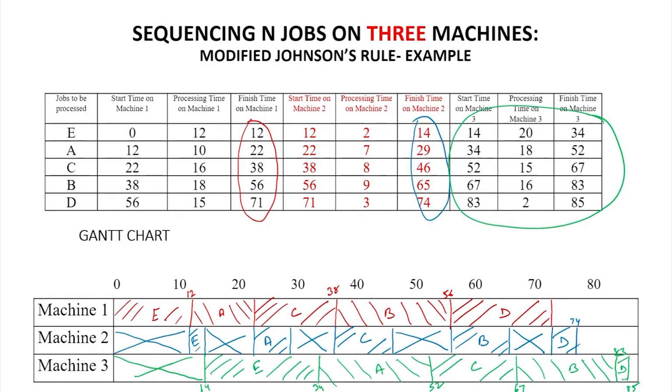So, in Johnson's rule, whether it is a case of 2 machines or 3 machines, one of the important assumptions was there is no due date of the jobs, and number 2, each job is going to machine 1 and then machine 2, and in the 3 machine case, it is going to machine 1, then 2 and then 3. So, these are the 2 cases of n jobs and 2 machines, n jobs and 3 machines.